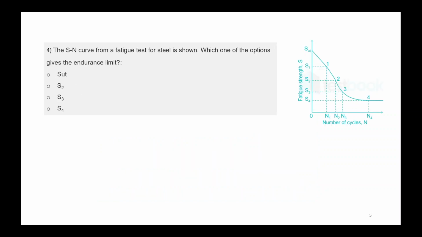Your fourth question is, the S-N curve from a fatigue test for steel is shown. Which one of the options gives the endurance limit? Your options are S_UT, S2, S3 or S4.